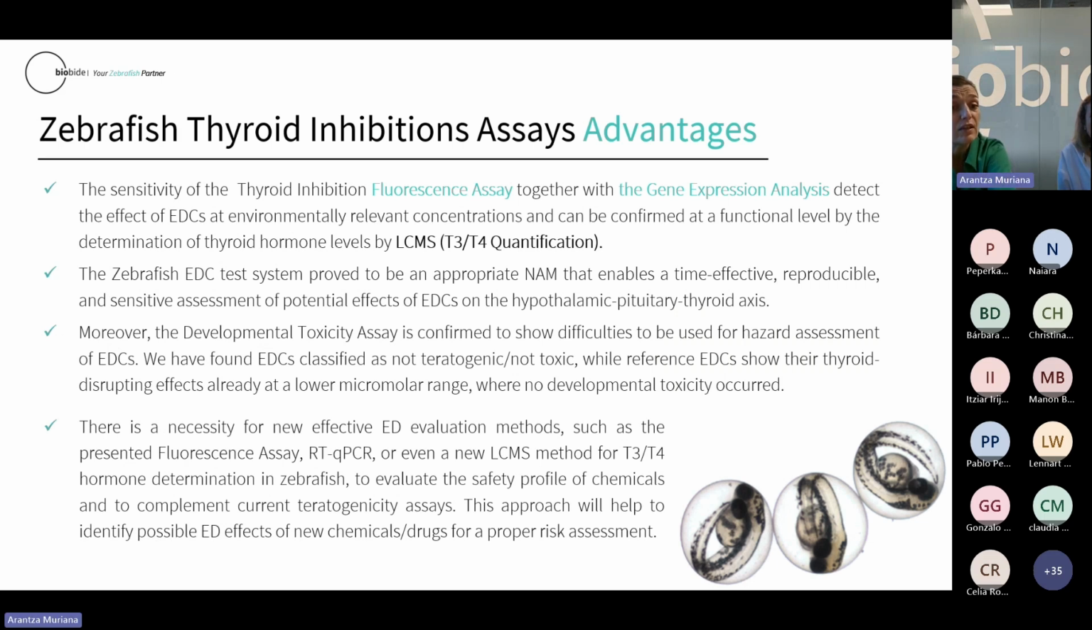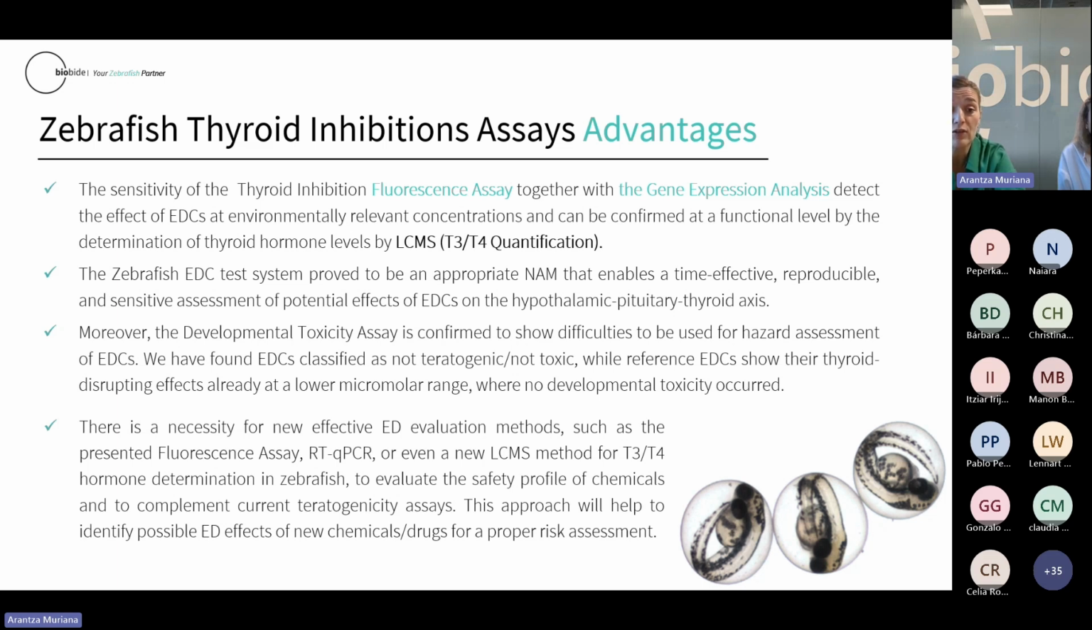So the sensitivity of this thyroid inhibition fluorescent assay, together with the gene expression analysis, detects the effect of the EDCs at environmentally relevant concentrations and can be confirmed at a functional level by the determination of thyroid hormone levels by LC-MS for T3, T4. The zebrafish EDC test systems prove to be an appropriate NAM, new alternative methodology, that enables a time-effective, reproducible, and sensitive assessment of potential effects of EDCs on the hypothalamic-pituitary-thyroid axis.